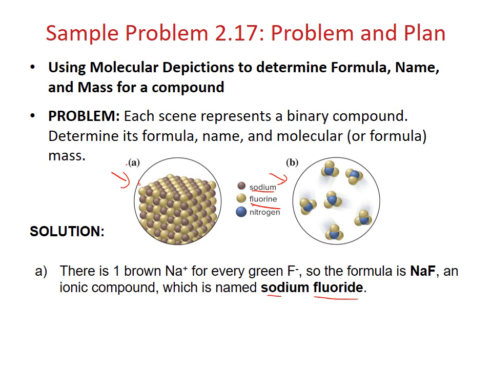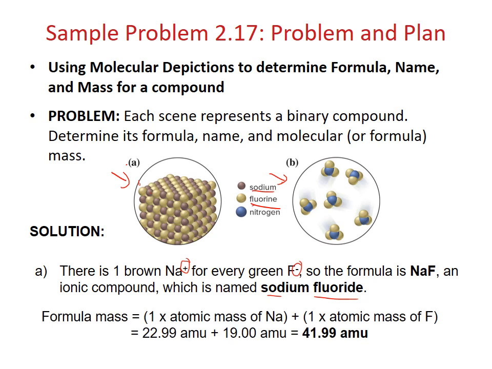Okay, so to calculate the formula mass, because sodium fluoride is a 1:1 ratio, both are charge positive 1 and negative 1, so 1-to-1 ratio. Therefore, you can calculate formula mass by 1 times atomic mass of sodium, 1 times atomic mass of fluorine, add together, give you the formula mass for sodium fluoride for A.